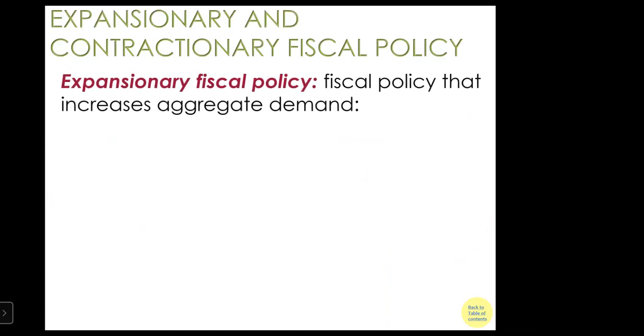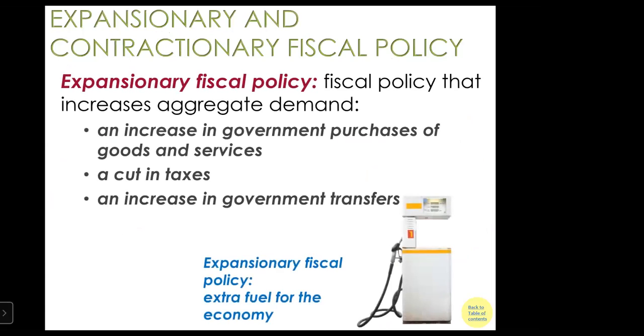Right? Now we are going to look at the first characterization of fiscal policy: expansionary versus contractionary. What is expansionary? This is fiscal policy that increases aggregate demand. If a government action in terms of fiscal policy can increase aggregate demand, then we call this expansionary.